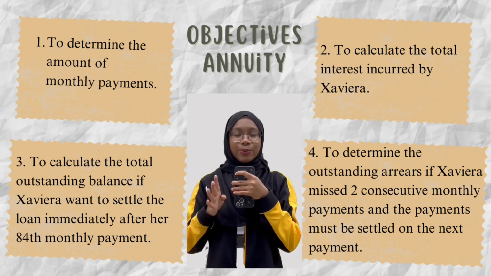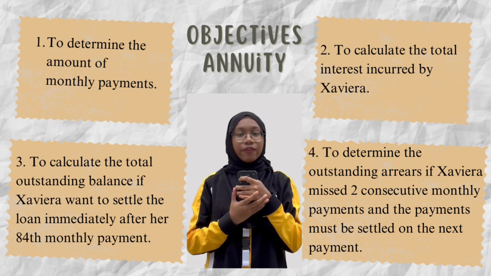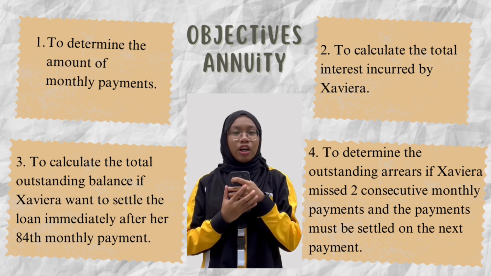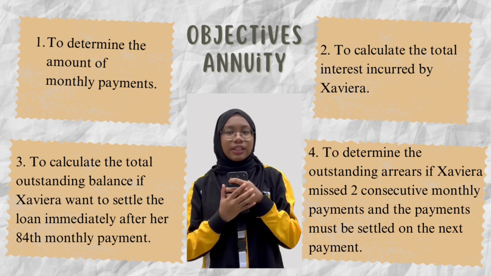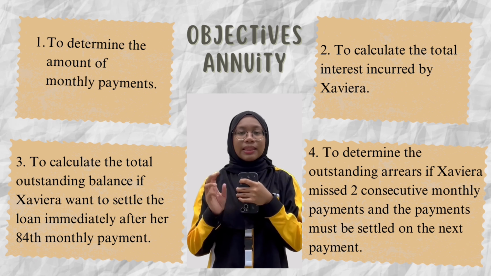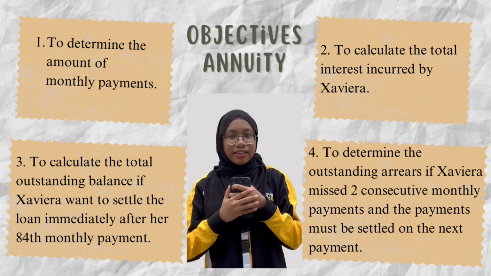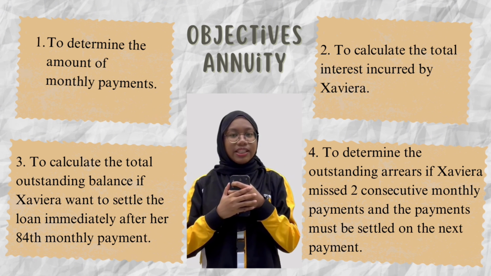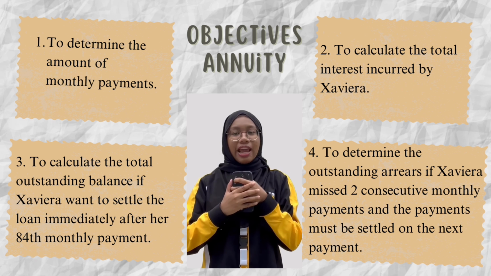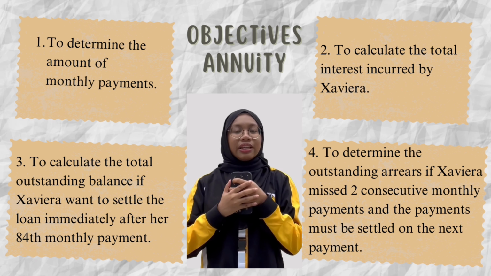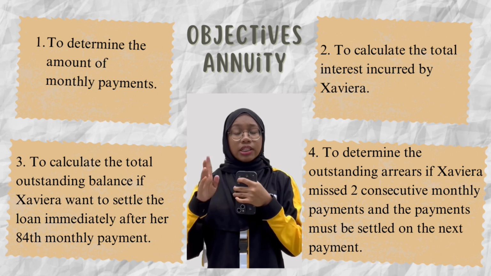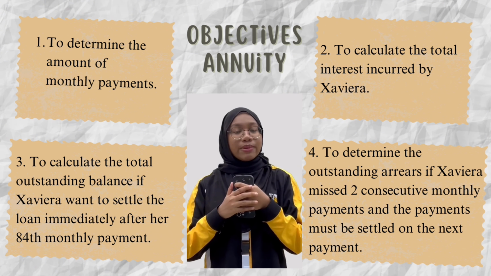So here are the 4 objectives for annuity that we will achieve. Number 1, to determine the amount of monthly payment. Number 2, to calculate the total interest incurred by Zavira. Number 3, to calculate the outstanding balance if Zavira wants to settle the loan immediately after her 84th monthly payment. And number 4, to determine the outstanding arrears if Zavira missed 2 consecutive monthly payments and the payment must be settled on the next payment.